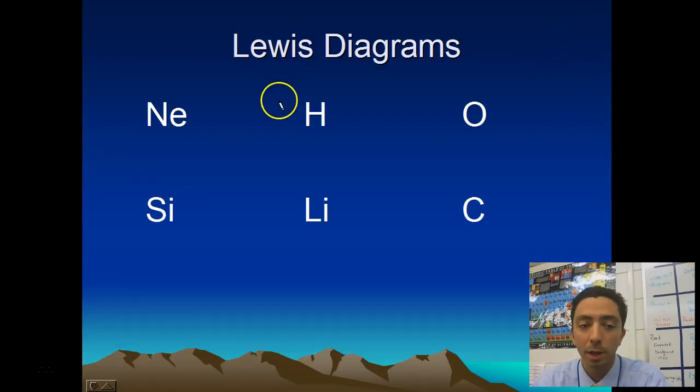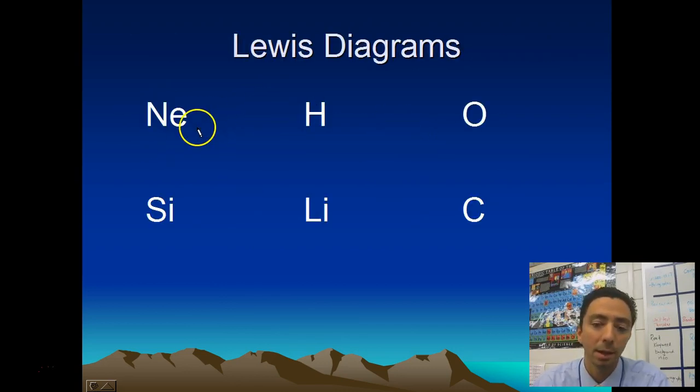So the first thing we're going to look at is the Lewis diagrams, and we've got a couple of them here to do. Make sure you've got a periodic table handy. It's going to make this a lot easier. So the first one here is neon. Neon is number 10 on the periodic table, 10 electrons in total. 2 of those are going to be buried in the first energy level. The remaining 8 are going to be in the second energy level.